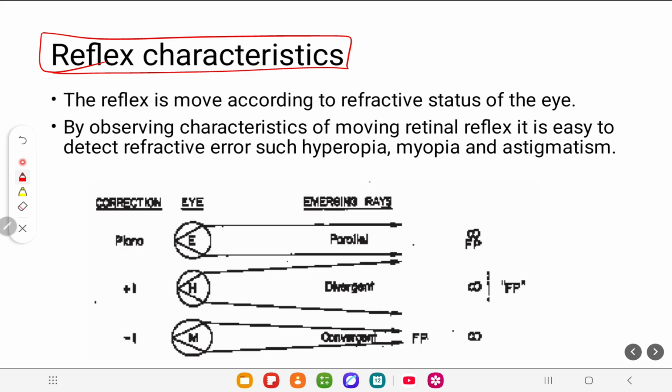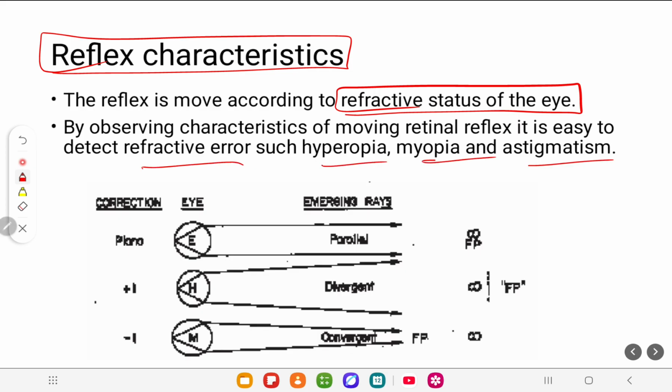So reflex characteristics are very important in clinical judgment, isn't it? The reflex moves according to the refractive status of the eye. That's very central and important: the reflex always moves according to the refractive status of the eye. By observing the characteristics of the moving retinal reflex, it is easy to detect refractive errors such as hyperopia, myopia, and astigmatism. And we have discussed this.